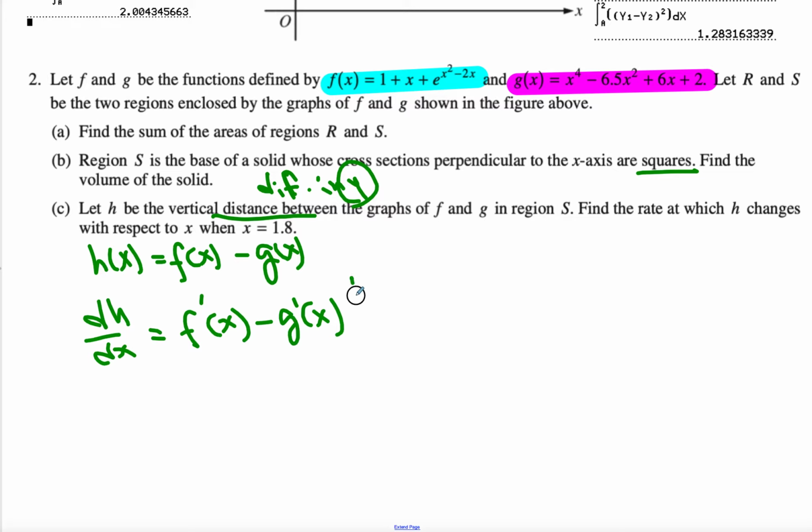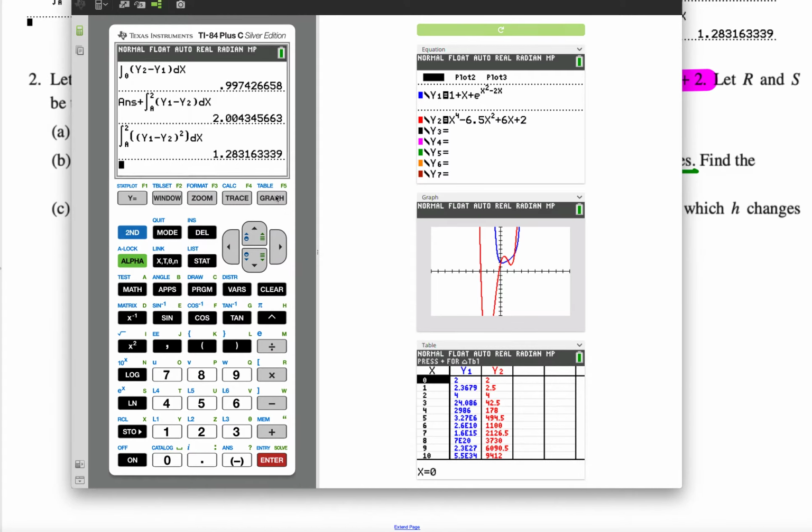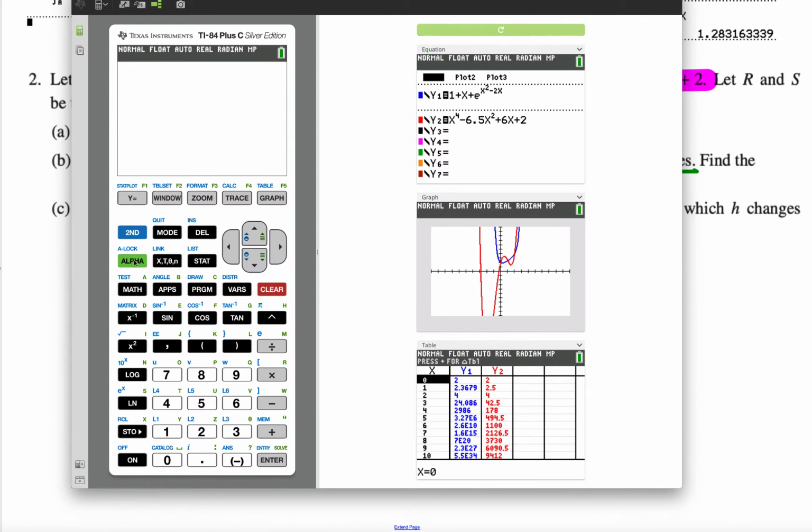And then at x equals 1.8. So I'm going to put that into my calculator. So what I'm going to do now is math and then number 8 and div. So it's going against x. And then, I believe it was y sub 1 first.